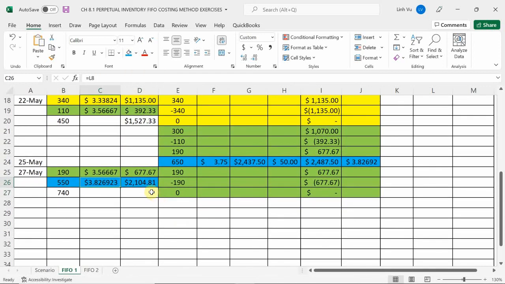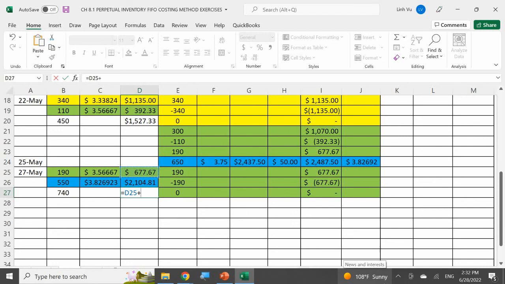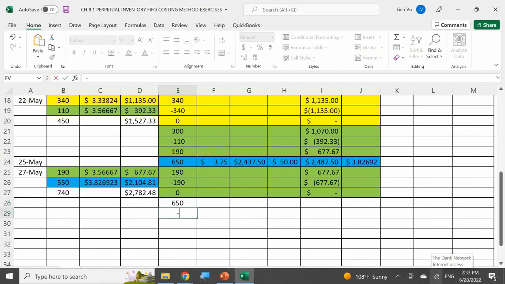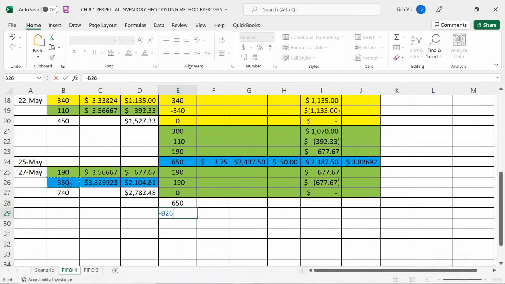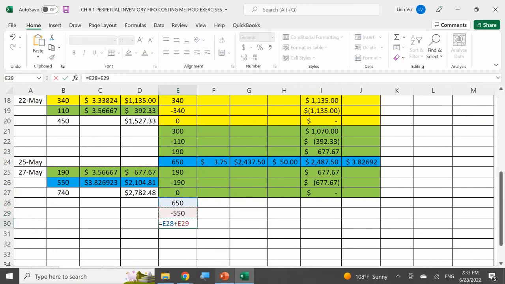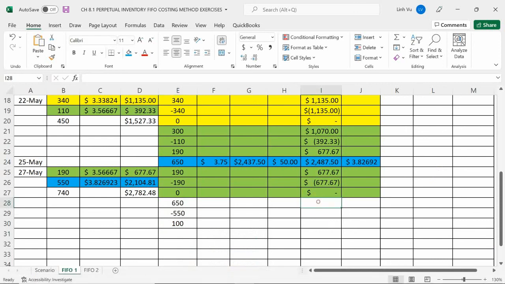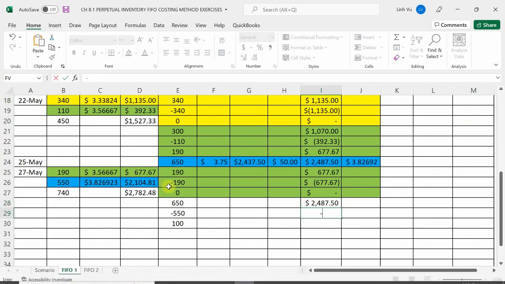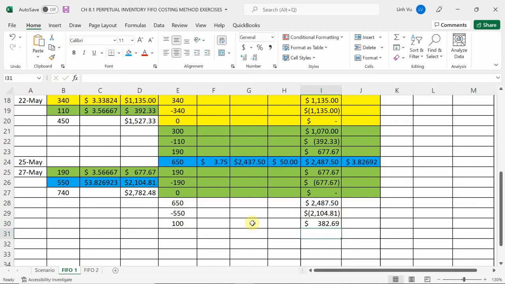All right, so that should give me a grand total. If I were to sell all 740 units, that would give me a grand total cost of goods sold of $2,782.48. So there you go. Now I need to eliminate that from my blue batch. So I'm going to carry my blue batch down minus what I sold, 550. So I should have 100 remaining. Minus this, should give me 382.69 left remaining.